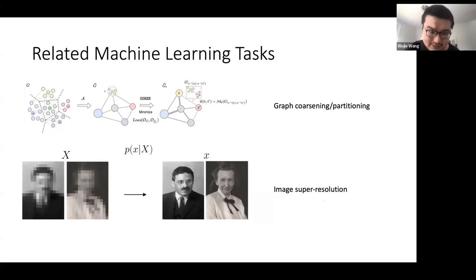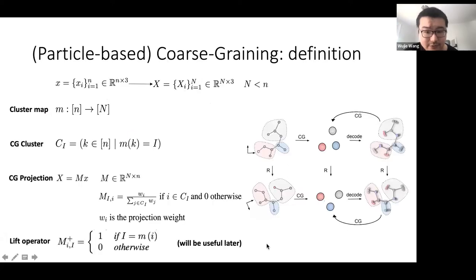And also there's another interesting question of how to preserve the spectral property of your coarsened graph. One of the co-authors, Chen Cai, is an expert in this topic, graph coarsening. Another related topic is image super resolution. A lot of times you have very coarse images that you want to store and process due to a memory constraint, and you want to perform super resolution to improve the sharpness of your images. Those are the two related machine learning tasks that are very similar to the tasks we are proposing here.